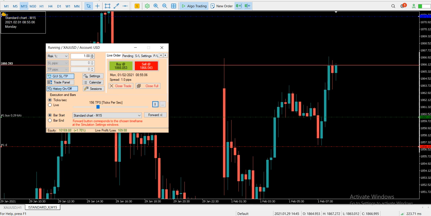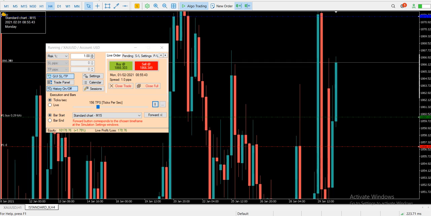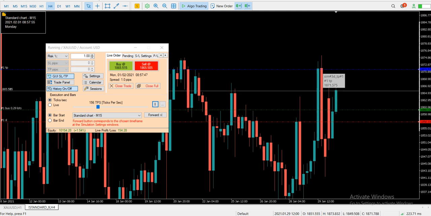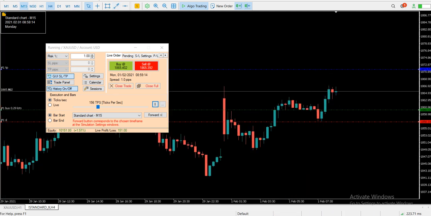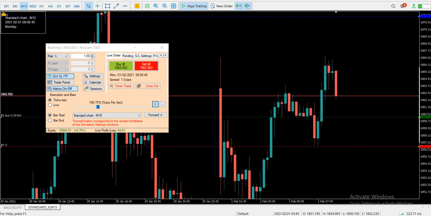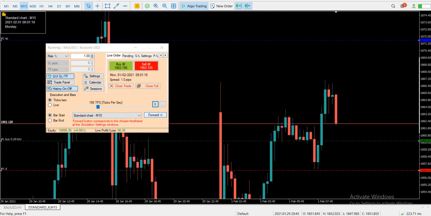But see, the 4-hour is clear. Why should I close this trade? Price can easily tap this resistance. Okay. All right, we're pushing down.